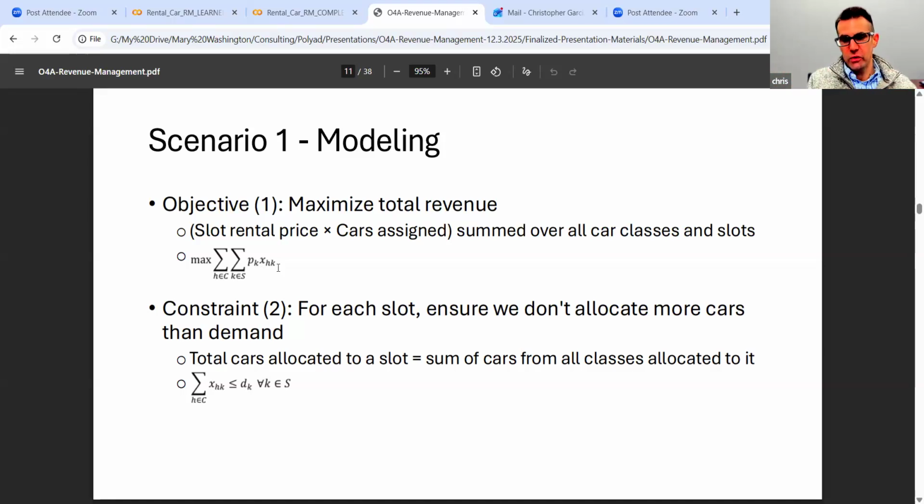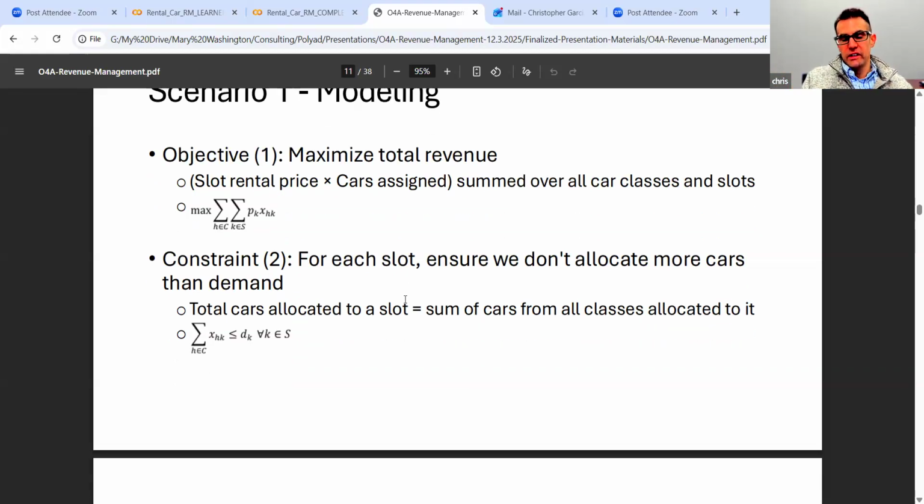Now we have these constraints that we have to respect. I'm labeling each component individually, so the objective is going to be 1, and the first constraint is going to be 2. So our first constraint is, for each slot, we want to make sure we don't allocate more cars than demand. We do this because if you're allocating more cars than there is demand for, you can't reap any profit from those cars, because nobody is going to buy them. So for each slot, we want to make sure that we don't allocate more cars than demand.